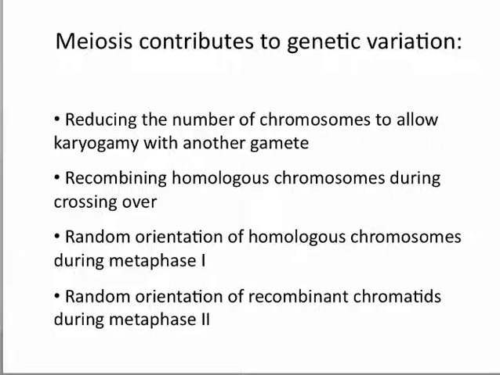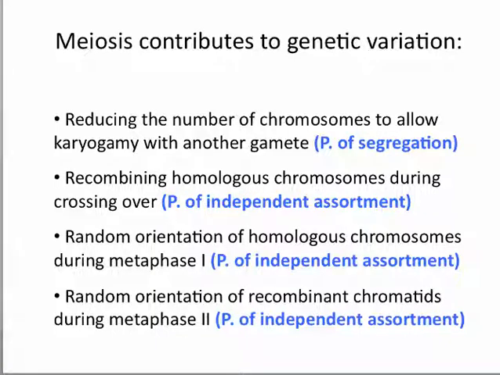And the last one is the random orientation of the recombinant chromatids. Now it's important that they're recombinant because now they're different from each other, and how they face on the metaphase plate during meiosis 2 also helps create variation in the possible combinations of alleles. So the first of those facts is responsible for the principle of segregation, and the last 3 are the ways in which we can have the principle of independent assortment. So this is how Mendel's principles relate to meiosis, how they're the result of the events that happen during meiosis.